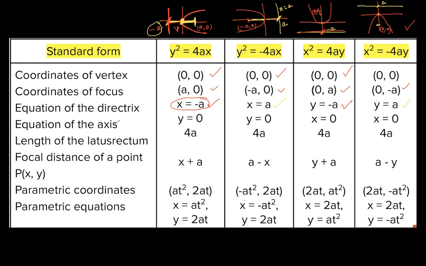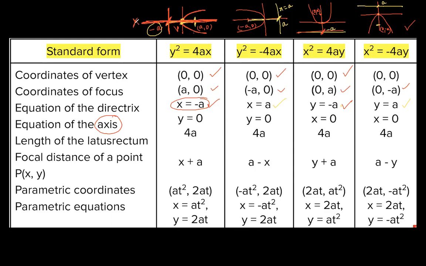Now, the equation of axis. First of all, what is axis? The axis is the line about which the parabola is symmetrical. This is your axis. The parabola is symmetrical about this axis. Fine? A line about which the parabola is symmetrical is called the axis.